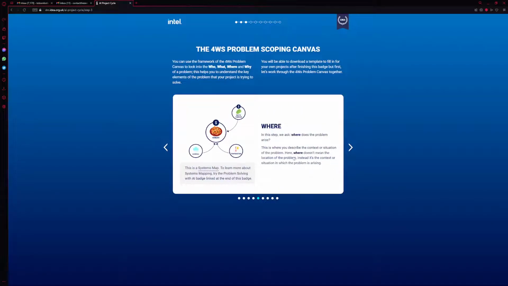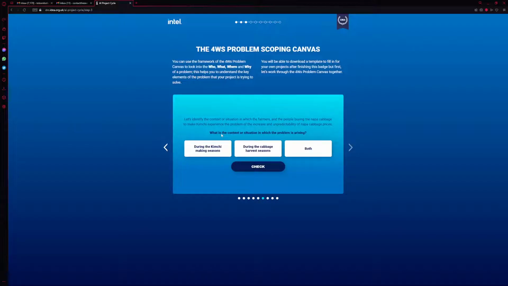So where? In this step, we ask, where does the problem arise? This is where you describe the context or situation of the problem. Here, where doesn't mean the location of the problem. Instead, it's the context or the situation in which the problem is arising. This is a systems map. To learn more about the systems map, the problem solving with AI badge is linked at the end of this badge. It is a method used to understand complex issues with multiple factors that affect each other. Let's move on to the next one.